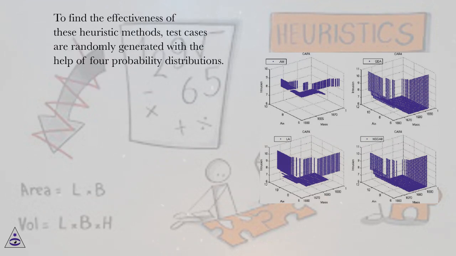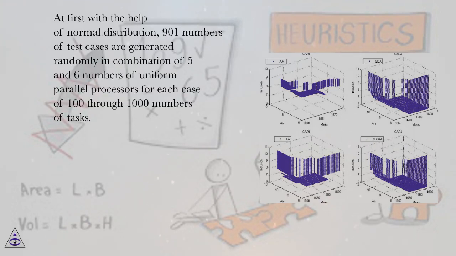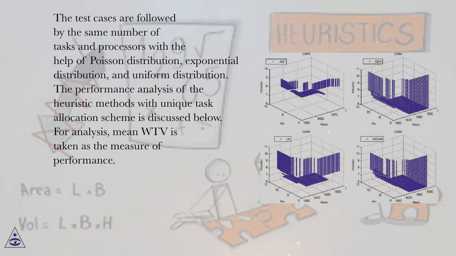To find the effectiveness of these heuristic methods, test cases are randomly generated with the help of 4 probability distributions. At first, with the help of normal distribution, 901 test cases are generated randomly in combination of 5 and 6 uniform parallel processors for each case of 100 through 1000 tasks. The test cases are followed by the same number of tasks and processors with the help of Poisson distribution, exponential distribution, and uniform distribution. The performance analysis of the heuristic methods with the unique task allocation scheme is discussed below.